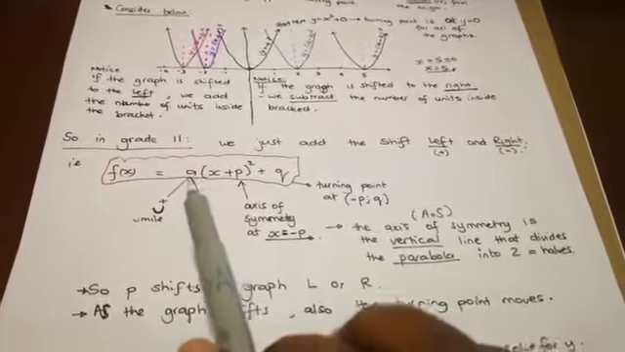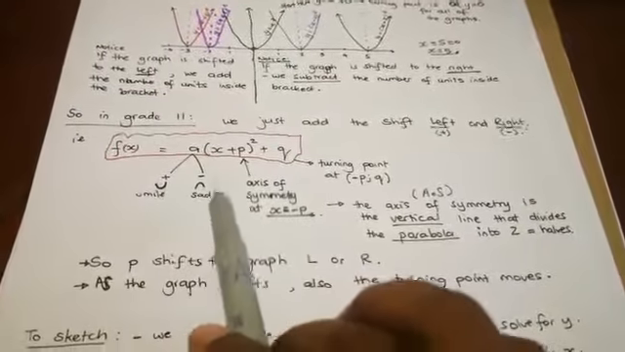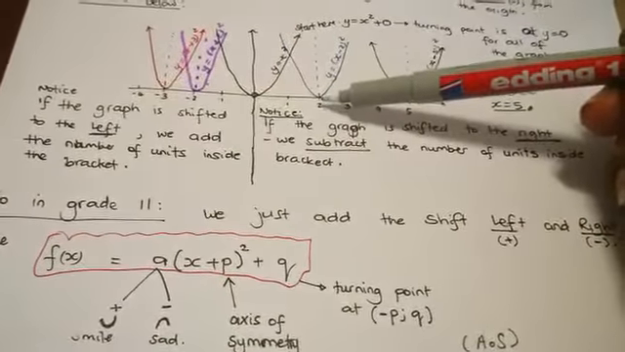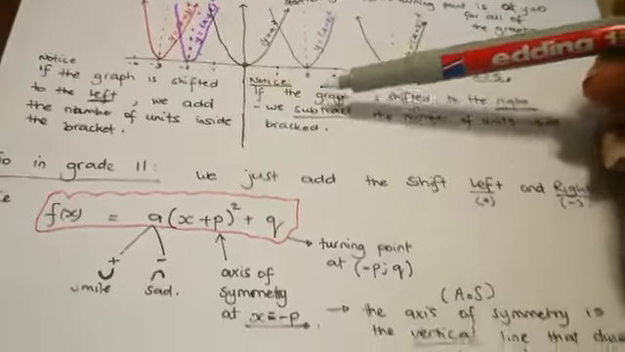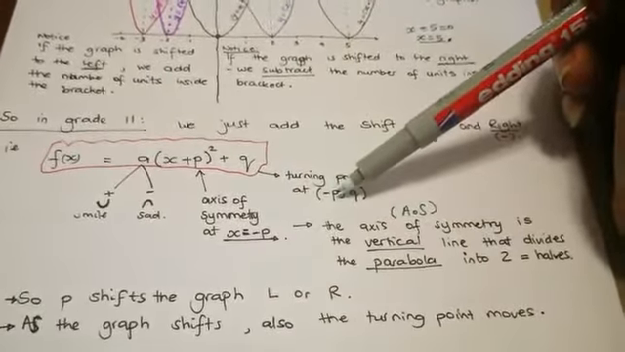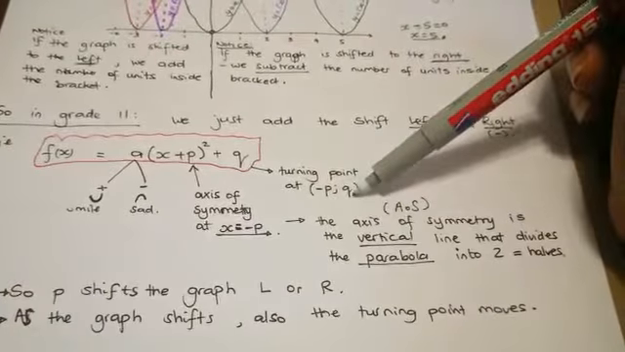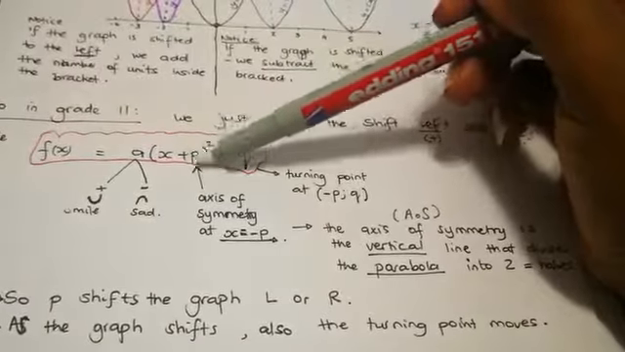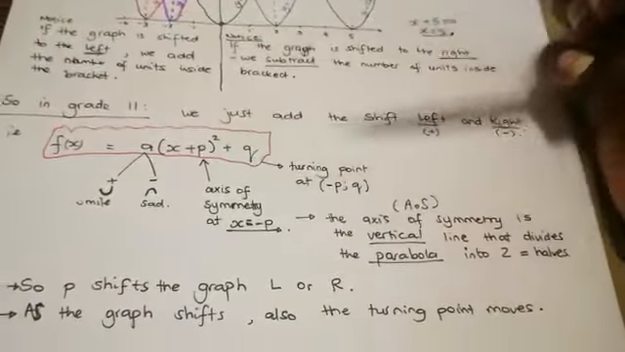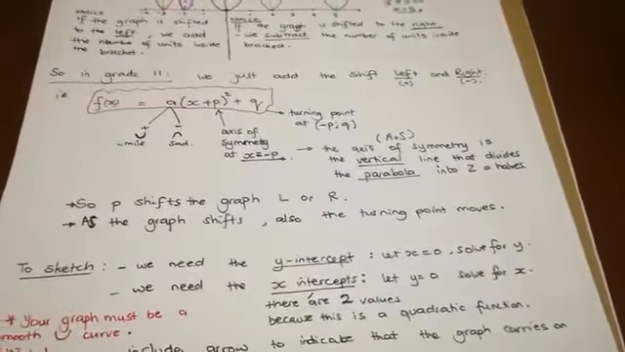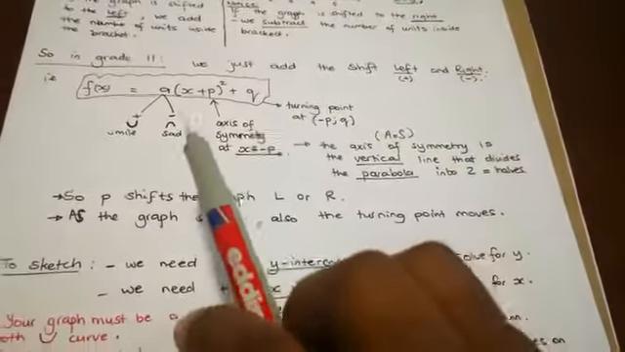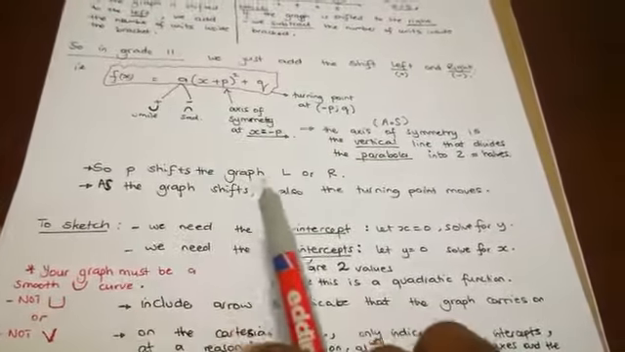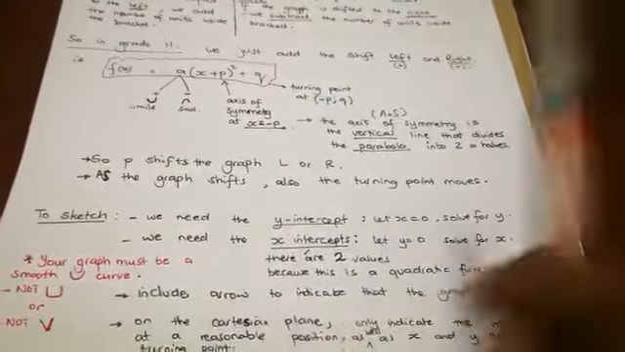All right, so this still indicates the orientation, smile and sad. This one is the turning point. Now the turning point, if you check here, is at (2, 0). So it is always going to be at (negative p, q), because we always write the sign that is opposite to this one. That will be your turning point, and this will be your axis of symmetry. So p shifts the graph left or right, and as the graph shifts, the turning point also moves.